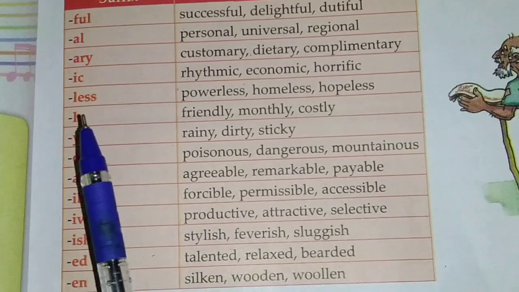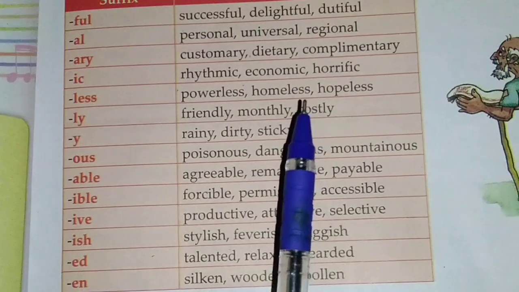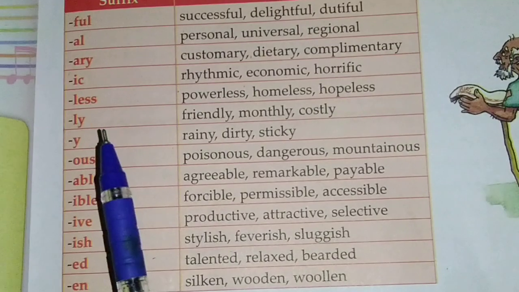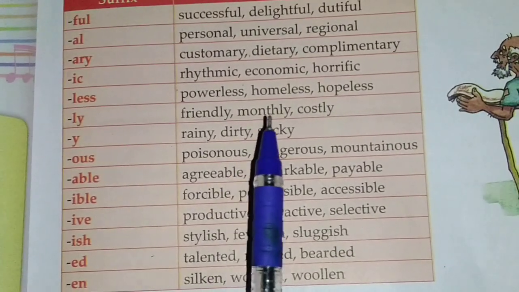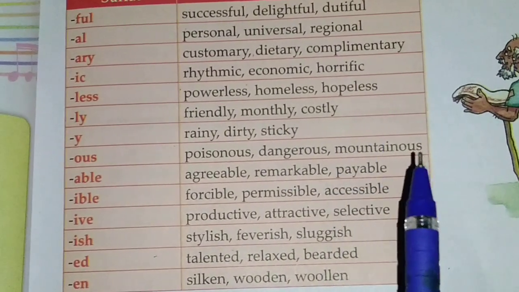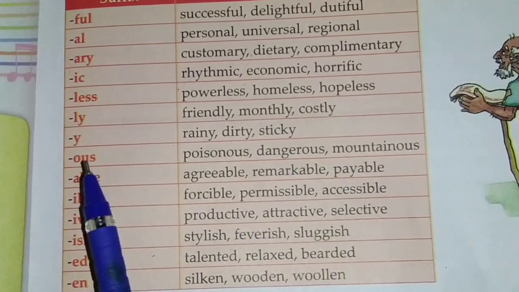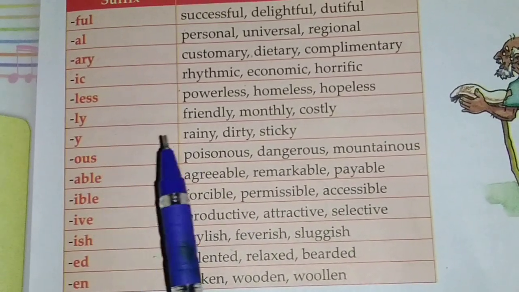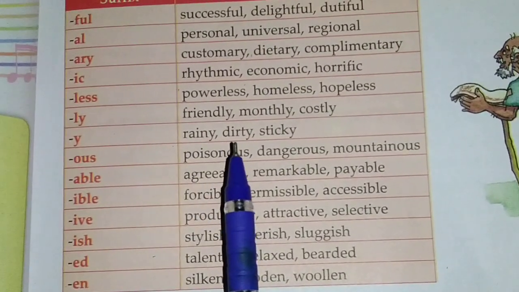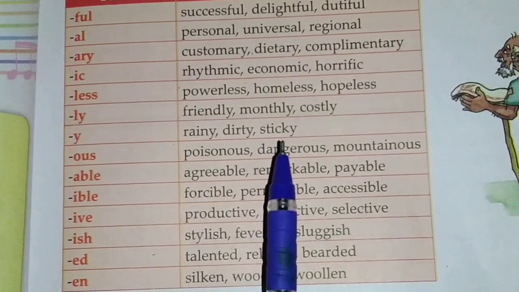Next one is LESS, powerless, homeless, hopeless, incomeless, fearless, right? Next one is LY. Words like friend, month, coast, they become friendly, monthly, costly, right? Accidentally. So all these words are adjectives. Next one is by simply adding Y. Like rainy, the word was rain, it became rainy. Similarly, dirt changes into dirty, stick changes into sticky.